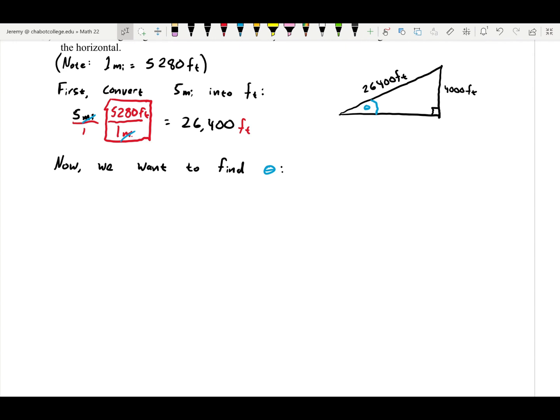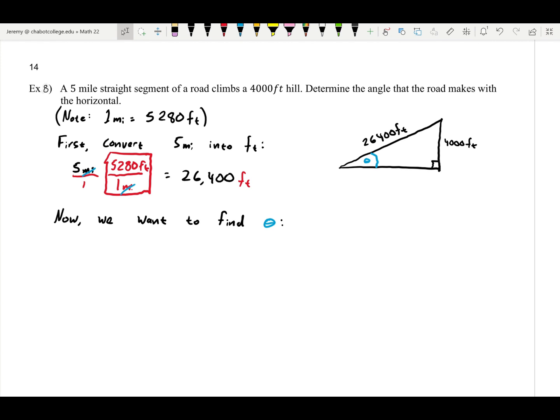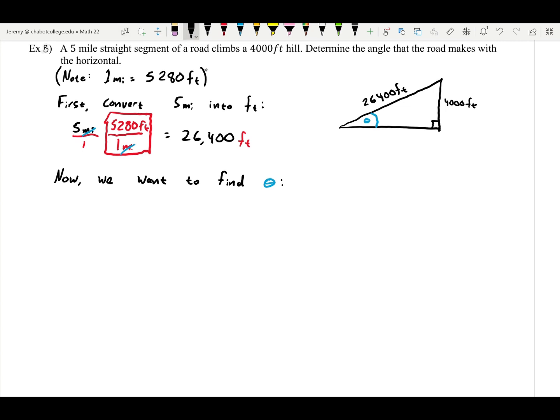Okay, so here's how we're going to do this. We can set up a basic trig equation involving that angle theta and the two known side lengths that we have for this triangle, which relative to theta are the opposite side and the hypotenuse. So which of our 6 trig functions relate opposite and hypotenuse? I think that's going to be sine, right? So we have that sine of theta is equal to opposite over hypotenuse, which will be 4,000 divided by 26,400.